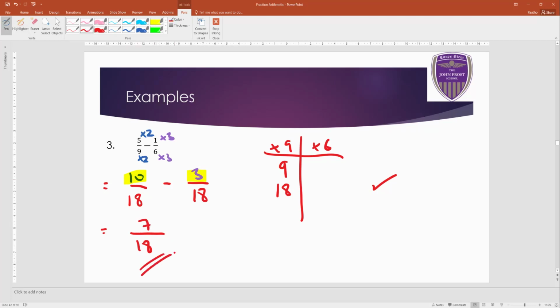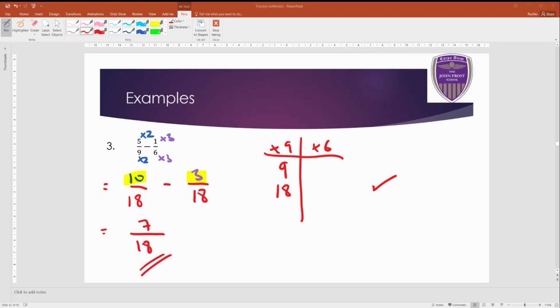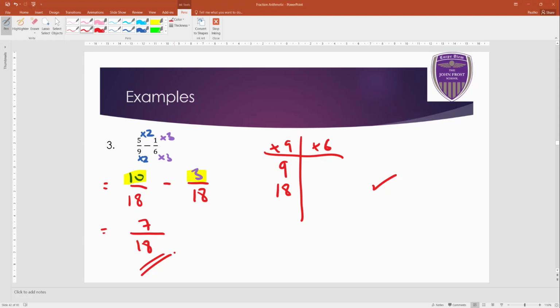So this is 7/18. So that's the trick, okay? Find the common denominator and then change the fractions as required, and then you're home free. But you must have a common denominator first. It's all about your times tables.